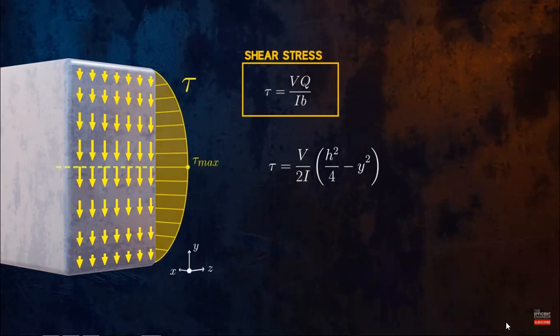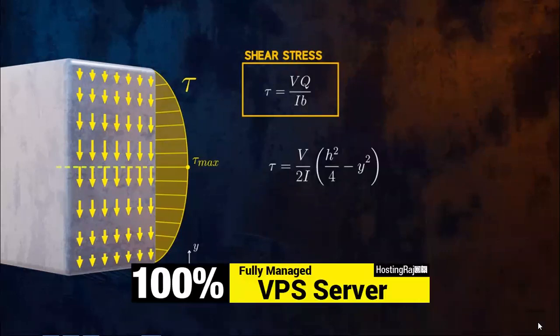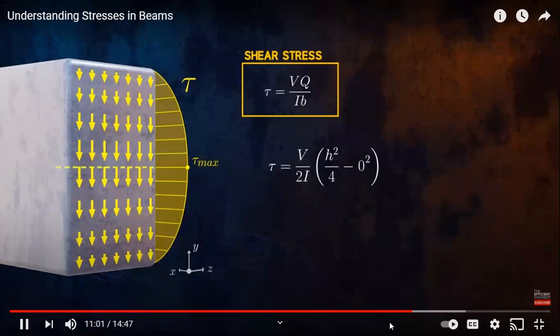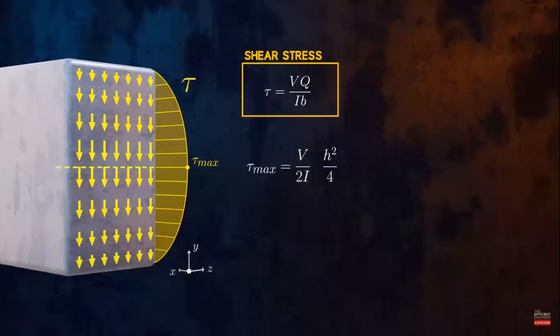This is opposite to the bending stress, which is 0 at the neutral axis. It explains why the horizontal shear failure of a wooden beam we saw earlier occurs close to the neutral axis. By setting y to 0 in this equation, we obtain an equation for the maximum shear stress in rectangular cross-sections. It is equal to 1.5 times the average shear stress across the entire cross-section.